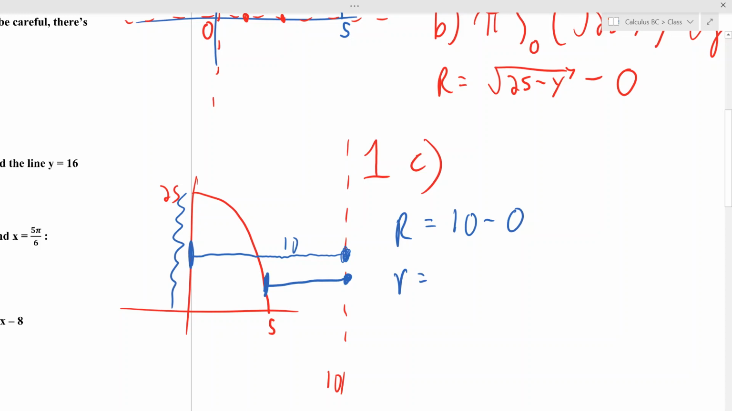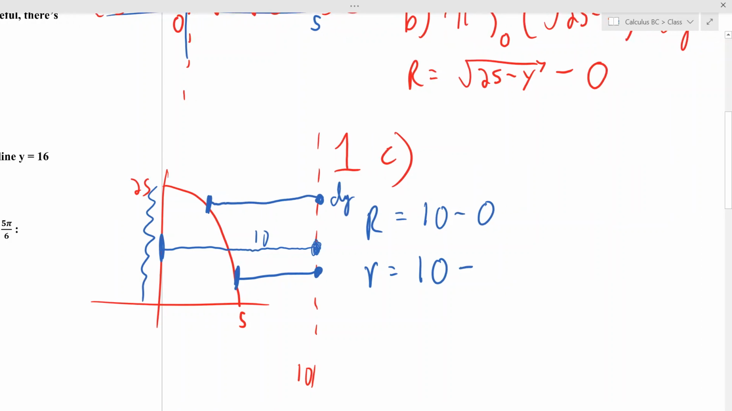And for little r, pencil on the axis, draw to where you hit the shape the first time. Again, no matter where I draw that, I'm always going to be on the right side 10, minus the left side, which is that curve. But because I'm using dy, because I'm going around a vertical line, I'm crushing down y. It's 10 minus, and we need it defined in terms of y, which is 25 minus y.